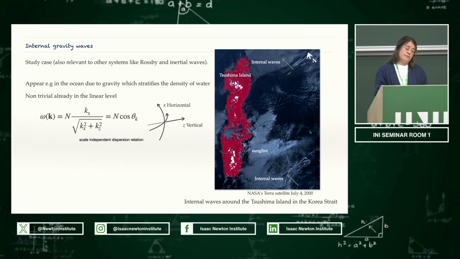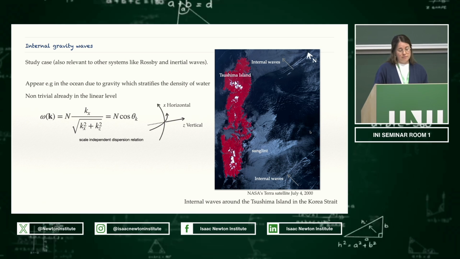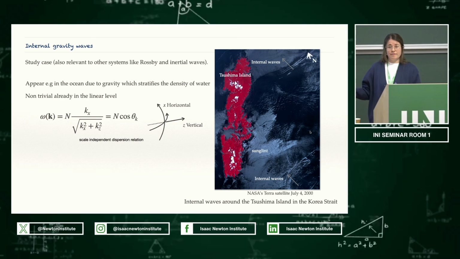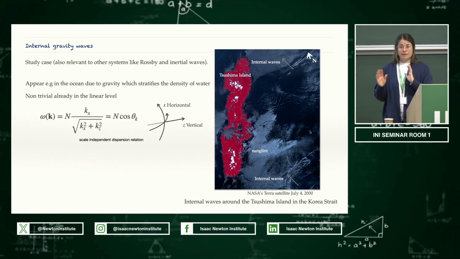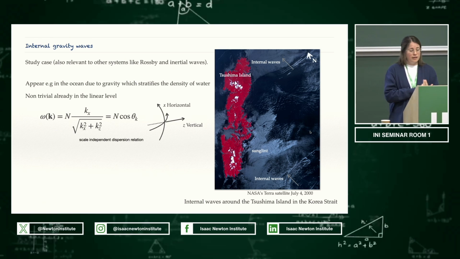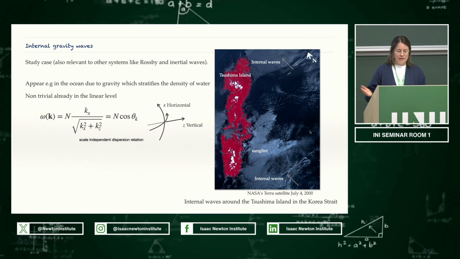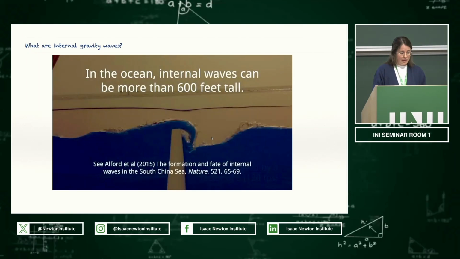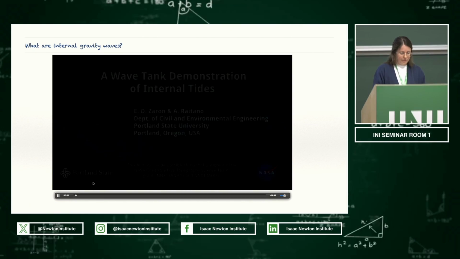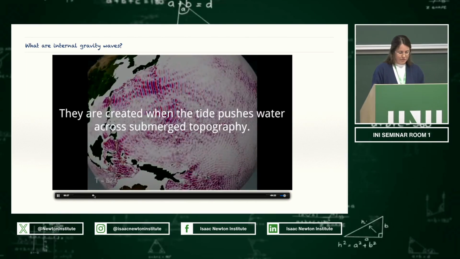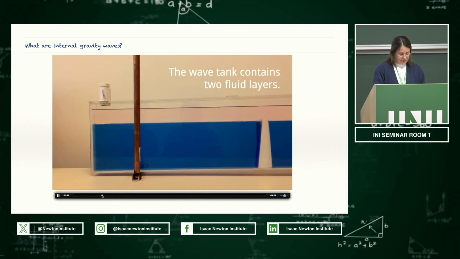For those who are working on inertial waves, they are very familiar with that because the waves behave very similarly. If you write the dispersion relation in spherical coordinates, you will see that it is scale independent, and it is given as the cosine of the angle between the horizontal plane and the vertical direction. For those who are less familiar with internal gravity waves, let me show you a demonstration, a small experiment.